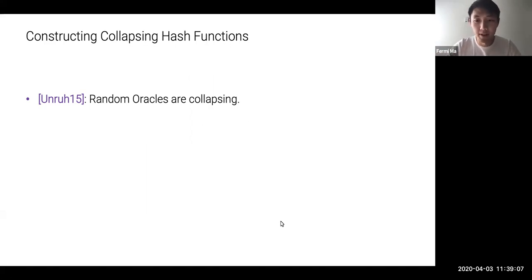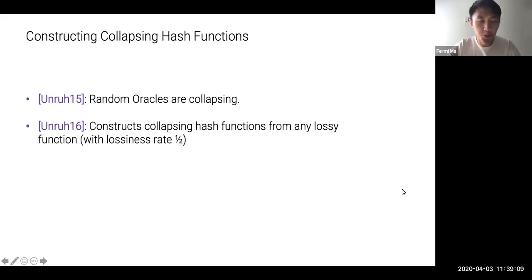Okay, but then Unruh followed this up with another paper, Asiacrypt 2016, that shows that if you have a lossy function with lossiness rate 1/2, you can use these to construct collapsing hash functions. And this construction is not terribly complicated, but a little bit more than I want to do for this talk.